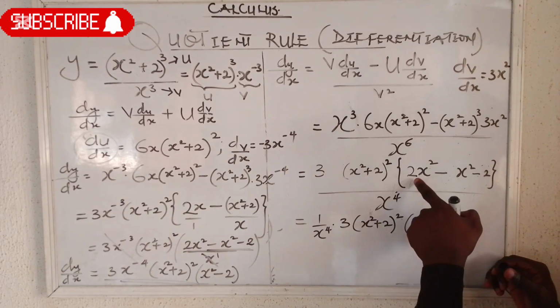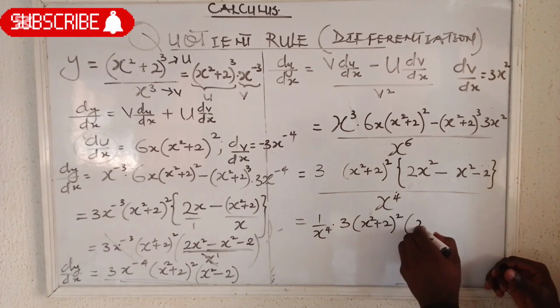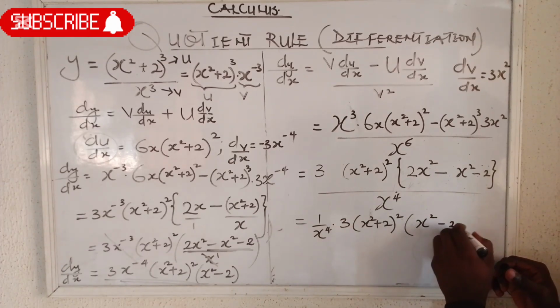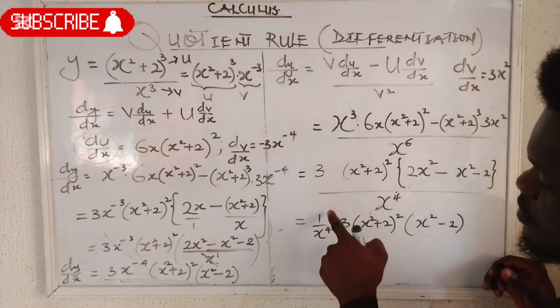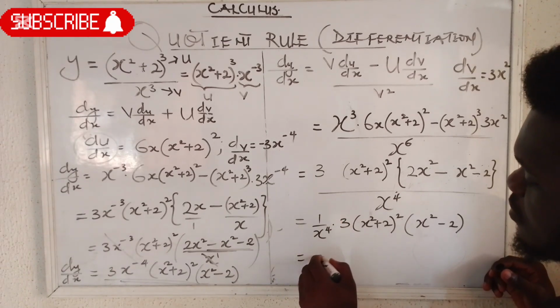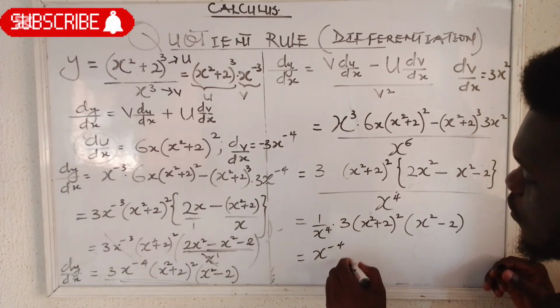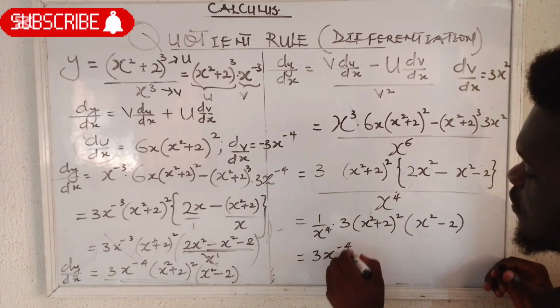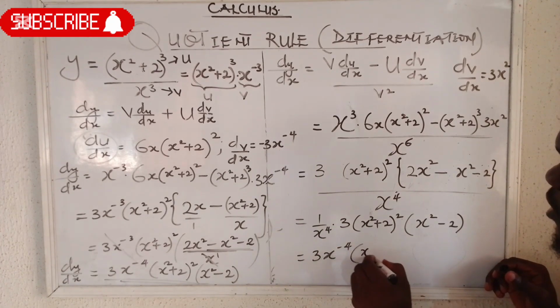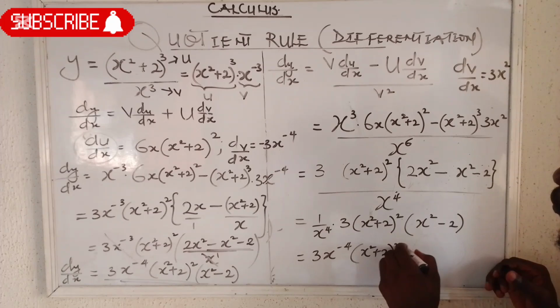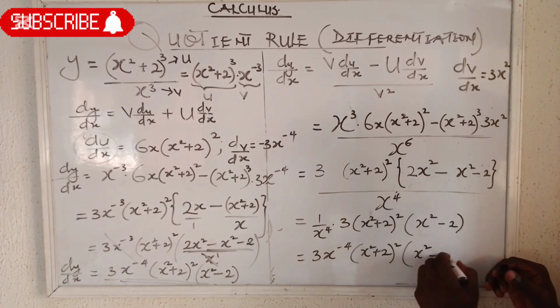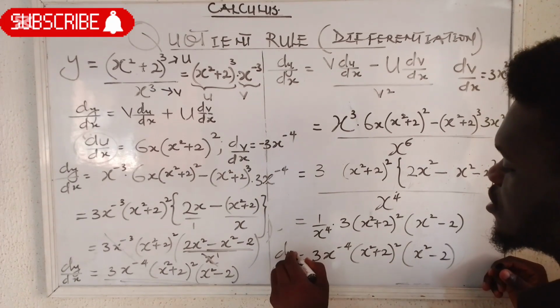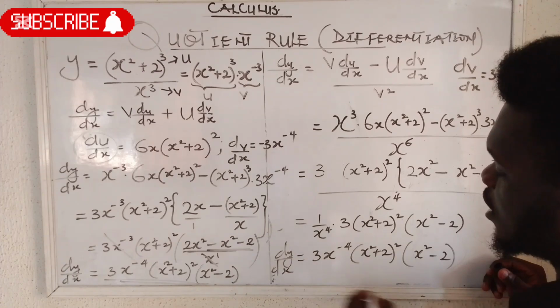Then what do we have? 2x squared minus x squared. We have x squared, then minus 2. What does this mean according to the law of indices? It simply means x to the power of negative 4 times 3, which is the same as 3x to the negative 4, then x squared plus 2 squared, then x squared minus 2. This is the derivative.